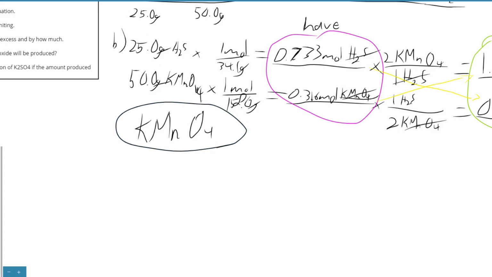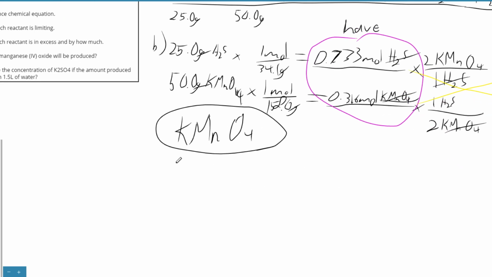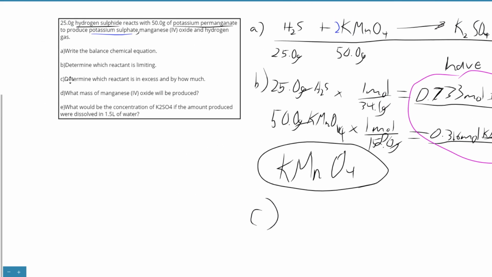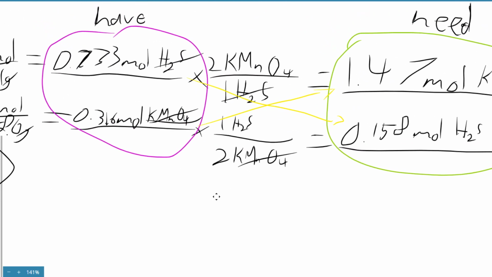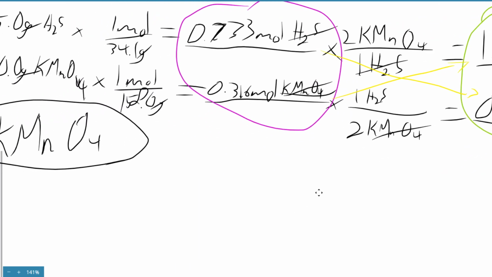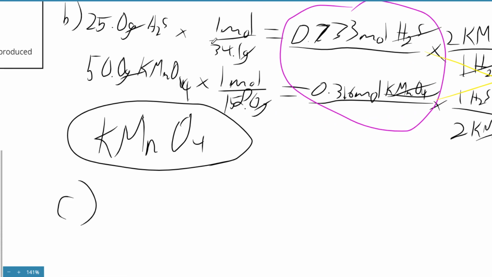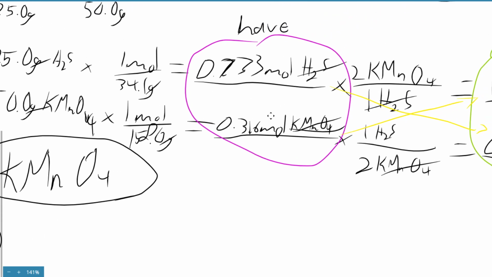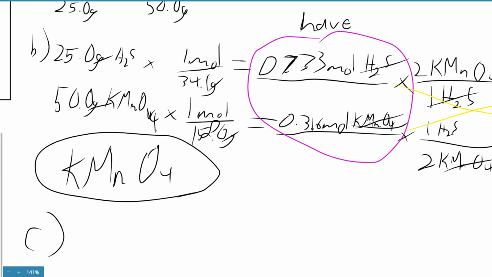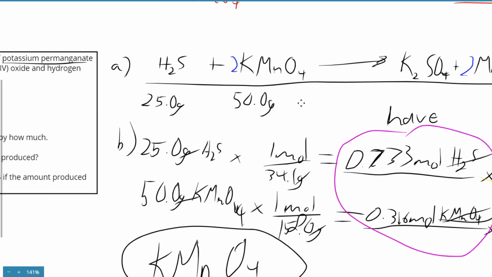So yeah, what question B asked? Determine which reactant is limiting. Yeah, so we're done question B, and we can move on to C. Determine which reactant is in excess and by how much. So we just have to use our work from this one. Which reactant is in excess? So we take how much we have. Okay, so first of all, we know that the one in excess is not KMnO4 because it's limiting. So that means it has to be the other reactant, which is H2S.